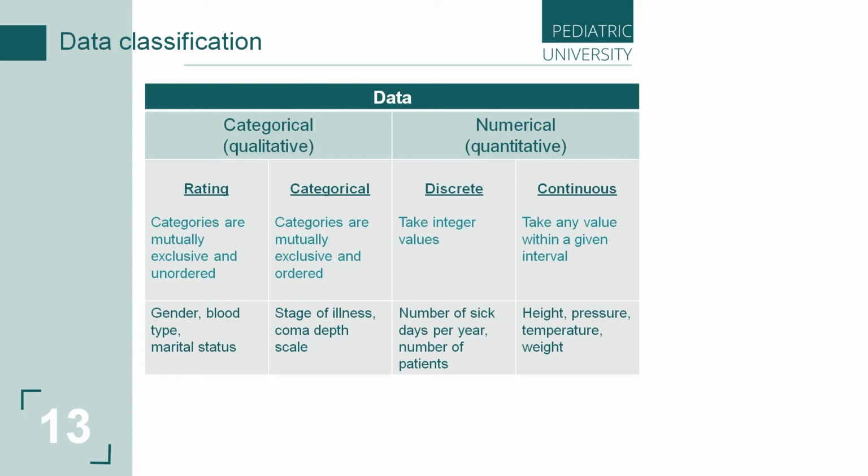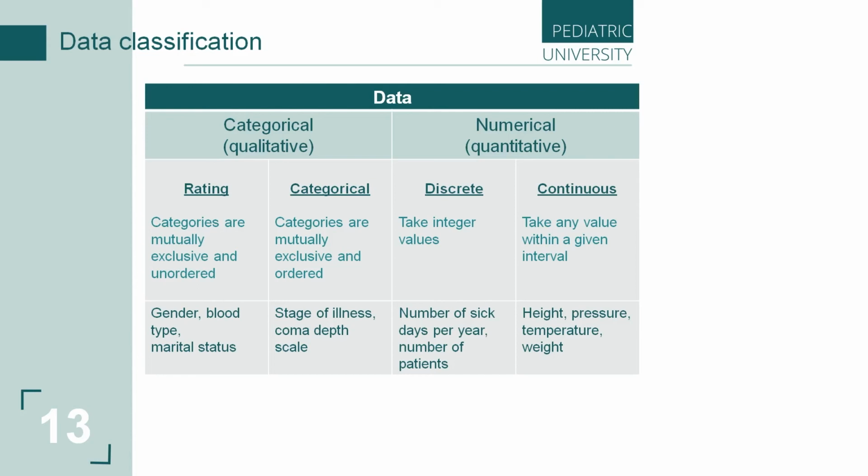The categories are mutually exclusive and unordered, that is, either this or that. In ordinal data, rating data, categories are mutually exclusive and ordered. For example, stage 4 cancer is worse than the first stage.